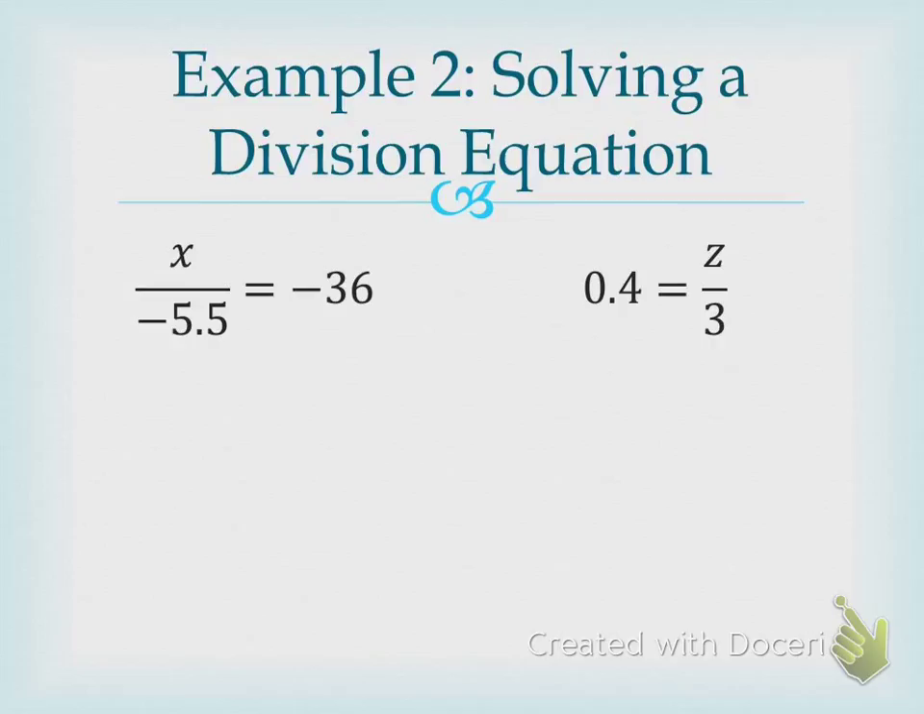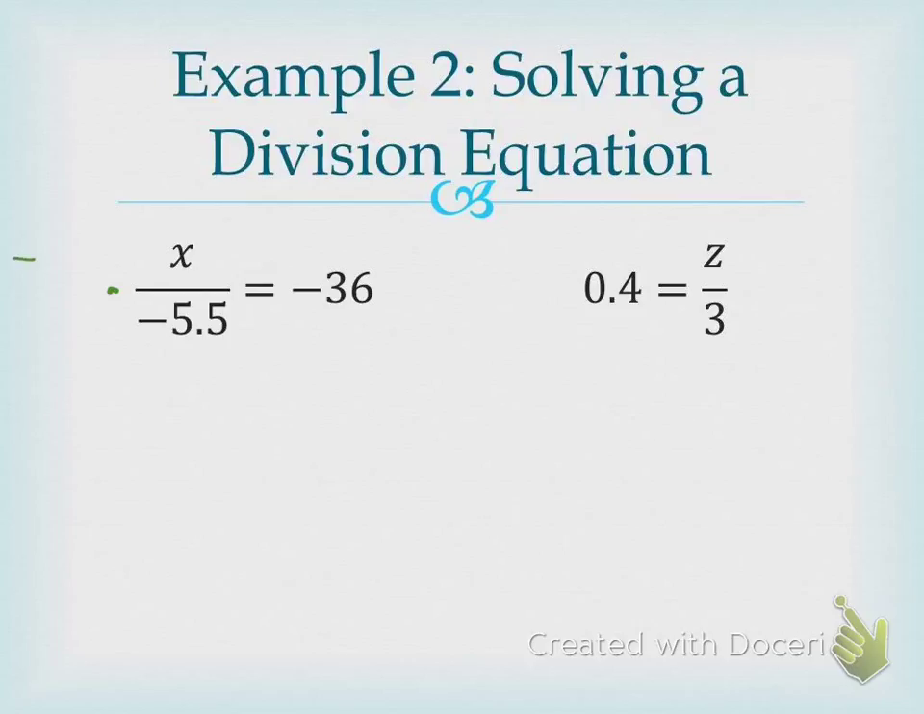Now I want to show you a couple other ways that you might see these division equations. Look at the first example. x over negative 5.5 equals negative 36. Now I just have some negatives in there. I even have a decimal. But the process is still the same. What do I need to multiply both sides by?